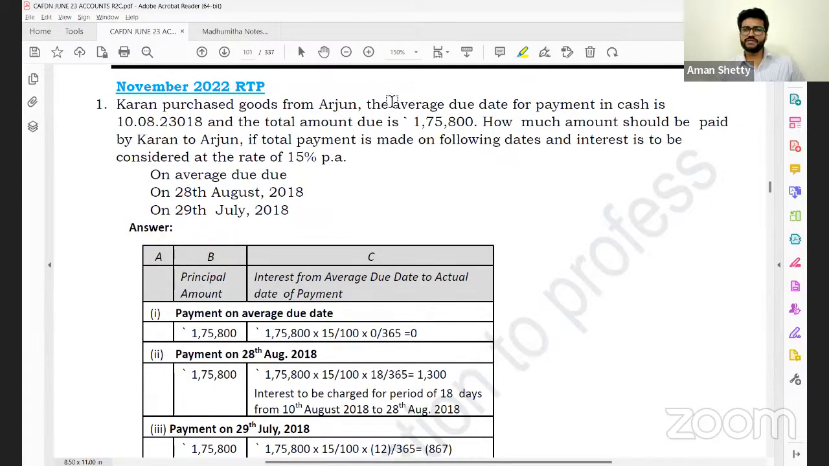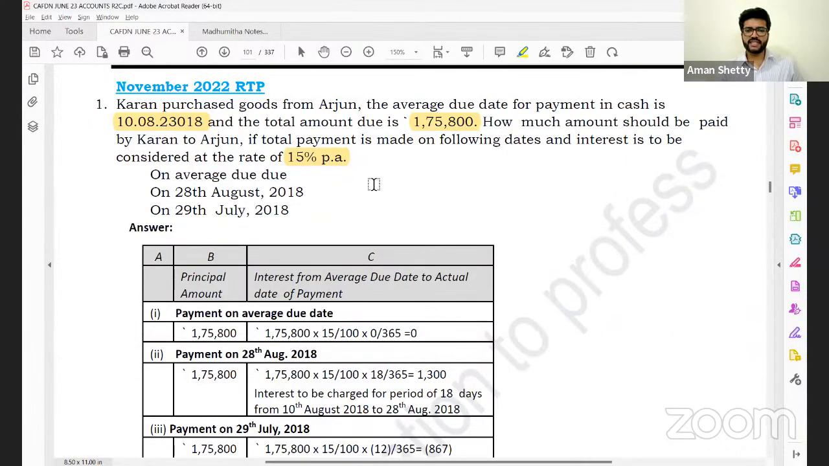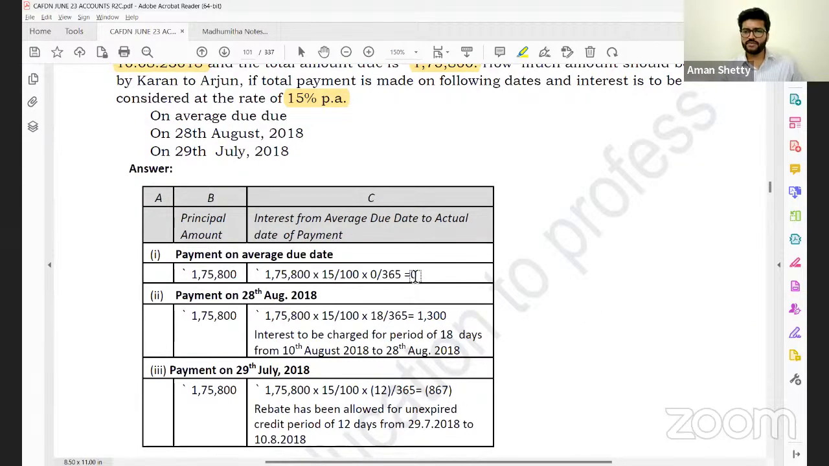So current purchase goods from Arjun. The average due date for the payment in cash is 10th June 2018. Already given. The total amount due is 1,75,800. How much payment should be made by current to Arjun if total payment is made on the following dates and interest should be considered at the rate of 15% per annum. Okay. On average due date, on 28th August, on 28th July. If payment is made on average due date, will there be any interest? No. No interest, correct? Therefore, it will be no interest, 0.